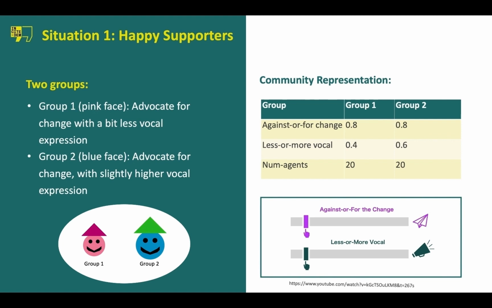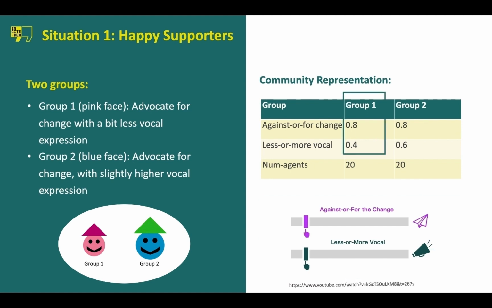For example, in the first situation, both groups exhibit a similar inclination towards change, reflected by a value of 0.8 on the slider, against or for change. Group 1 demonstrates a slightly reserved vocal stance, marked by a value of 0.4 on the slider, less or more vocal. And Group 2 displays a somewhat higher level of vocal expression, with this slider set at 0.6. Additionally, both groups consist of 20 individuals as defined by the number agents.